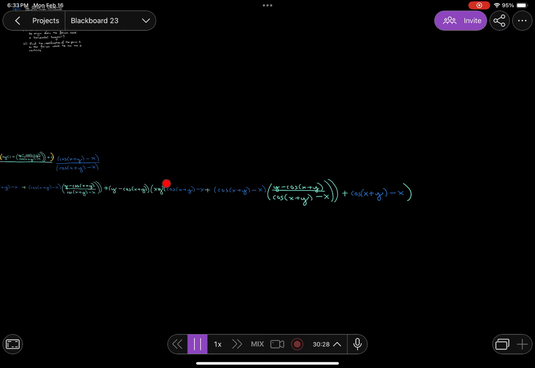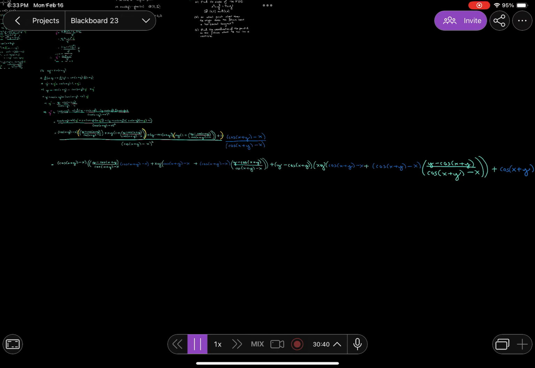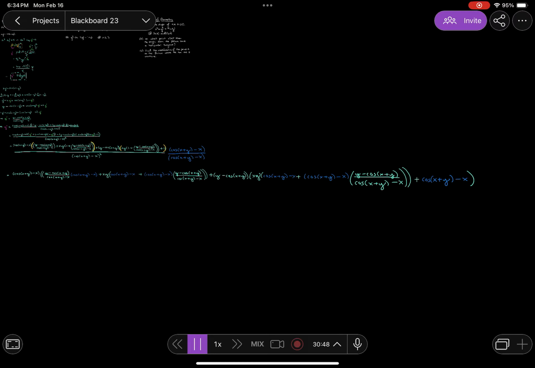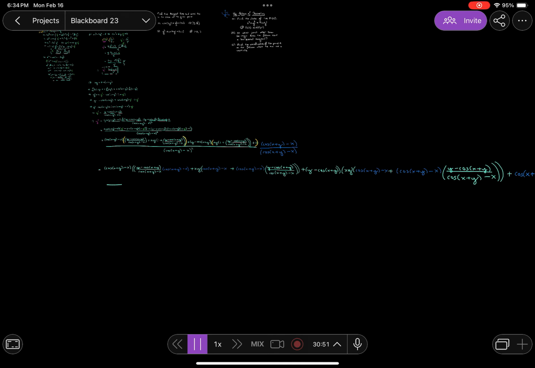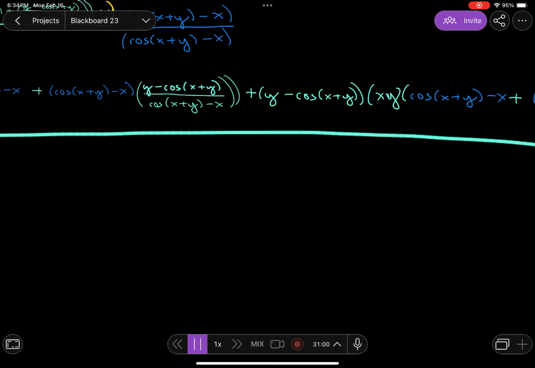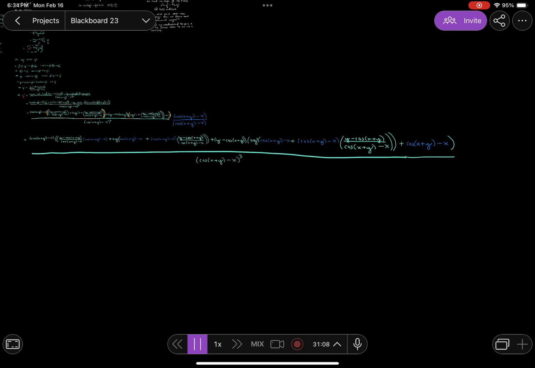So let's see. This parentheses here is attached to this parentheses here. This parentheses here is attached to this parentheses here. Pretty sure I got it all checked out. And then, whew, look at that, you guys. Then I have to divide by the cosine of x plus y minus x cubed. Oops. What a beast. All right.